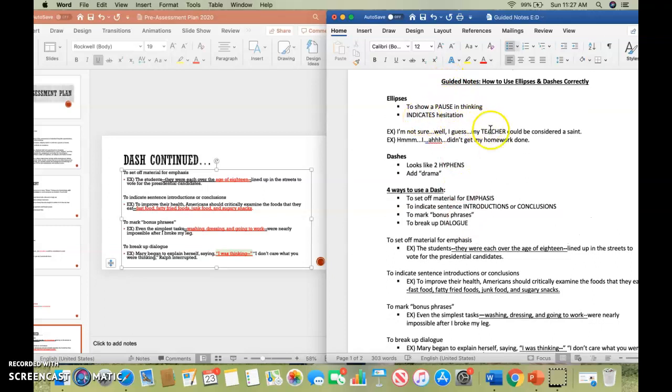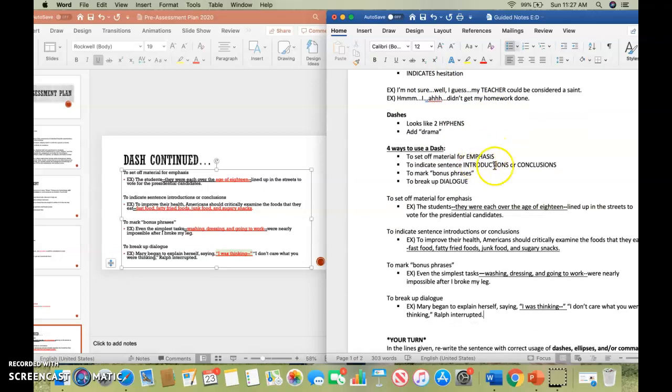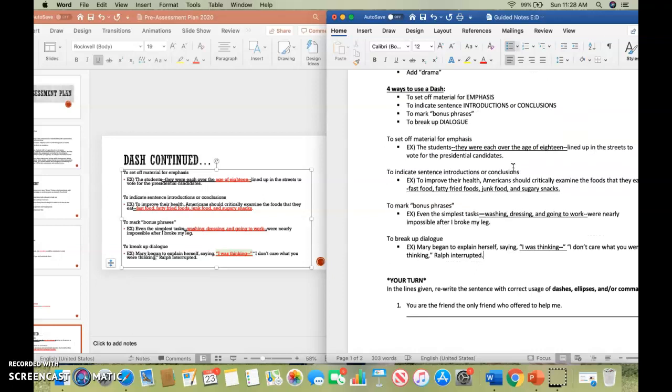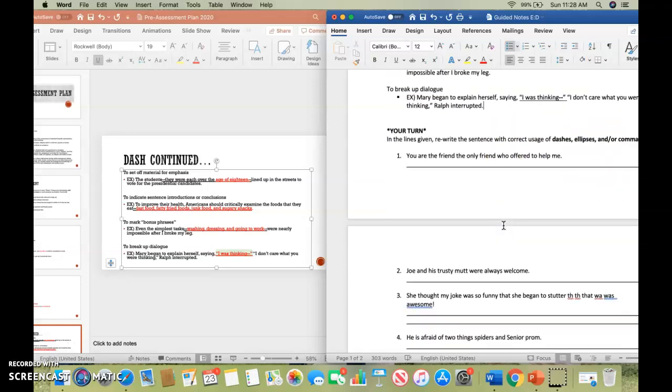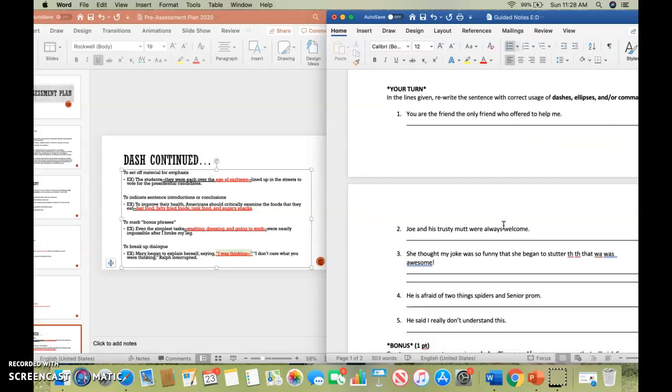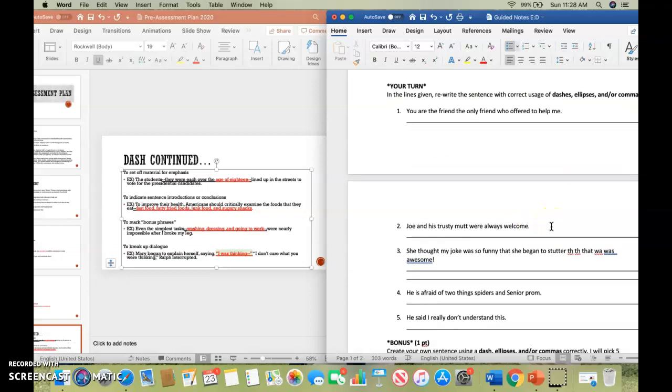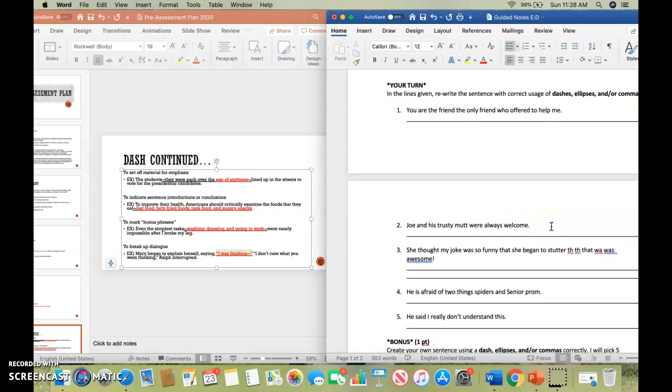So the dash can indicate a pause, emphasis, inclusion, or dialogue interruption, going through our 4 examples. Now I'm going to give it over to you guys. In these lines given, please rewrite the sentences using the correct usage. These are the exact same sentences that were in your pre-assessment, but I would like you to go back through this time using your notes, watching this video back if you need to, and seeing if you do a much better job at connecting what the mistakes are, which ones are dashes, which ones are ellipses, where the commas go, stuff like that.